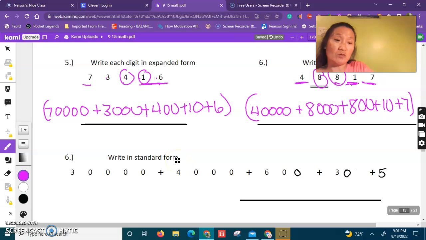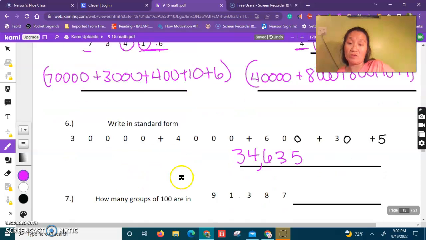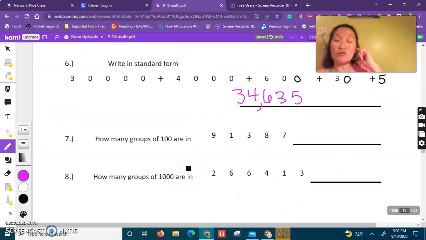We're going to write this whole entire thing in standard form. So you have 3, and then you have a 4, then you have a 6, a 3, and a 5. So you have 1, 2, 3, 4, 5. 34,635.